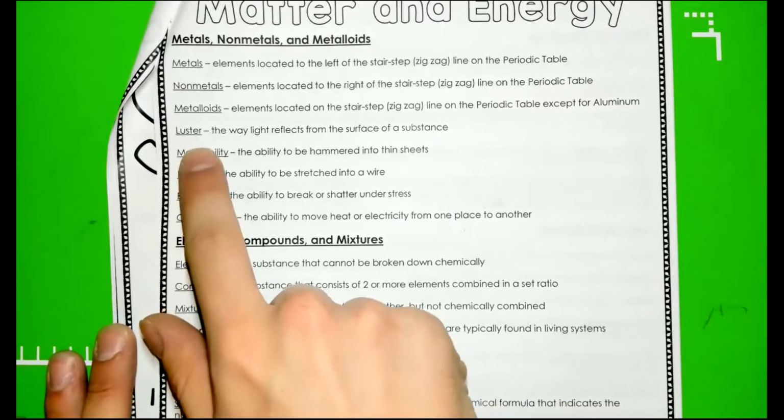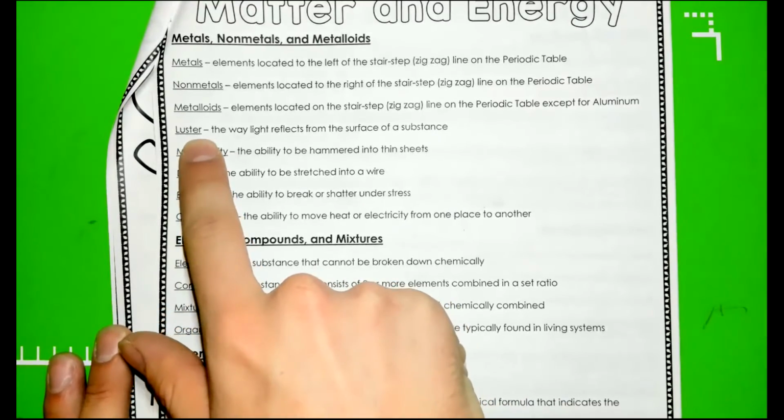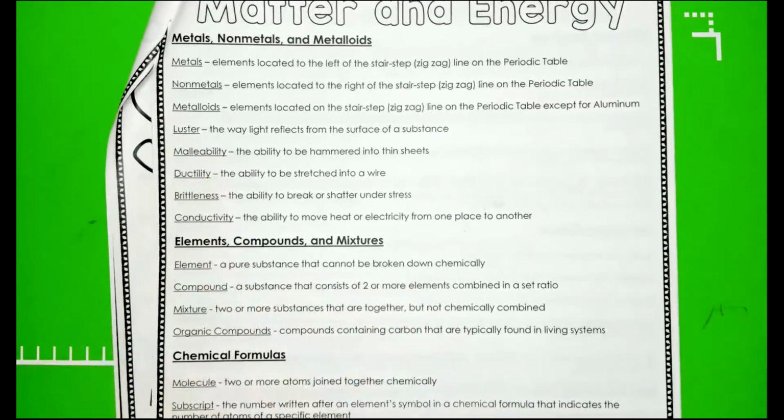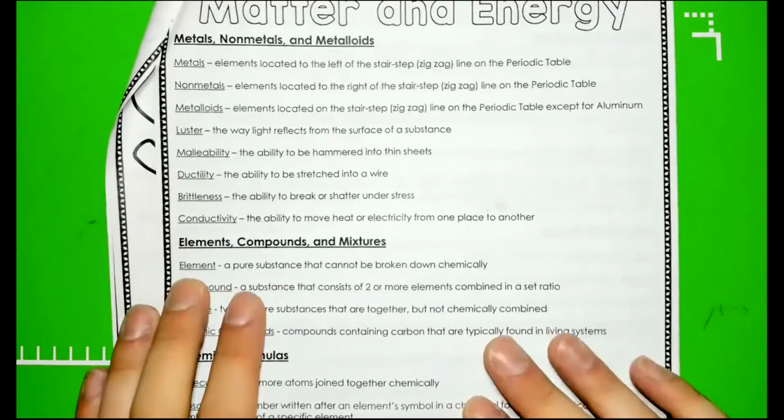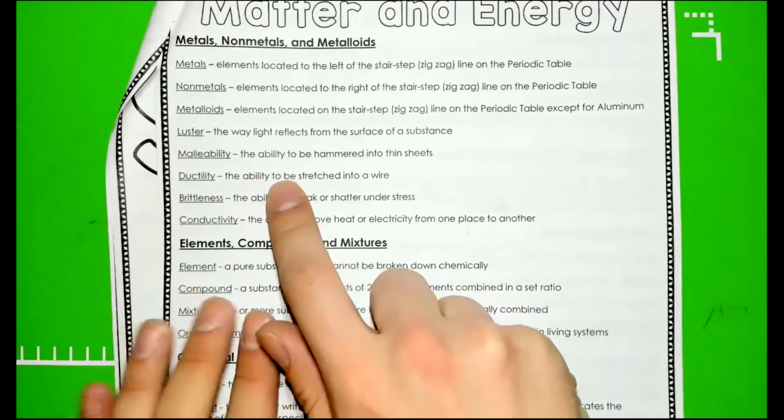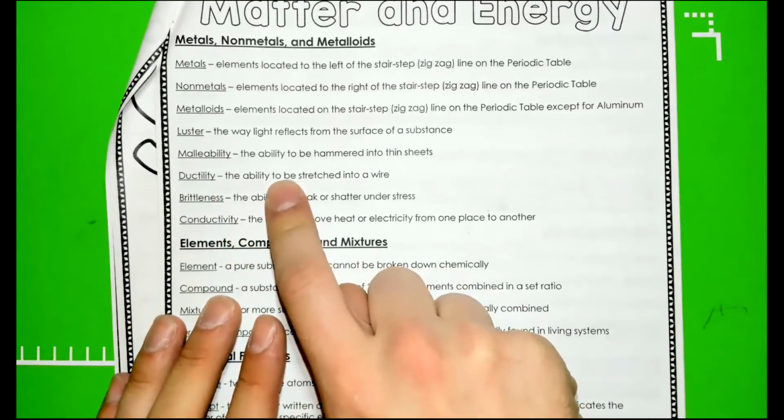When you're talking about luster, it means light reflecting off it. It means it's shiny. Malleable means that you're able to shape it and reshape it. Think of aluminum foil: you can move it into a shape, but you can flatten it back out and get it back to how it originally was. Then we have ductility, which is the ability to be stretched into wire. Only metals have that ability.